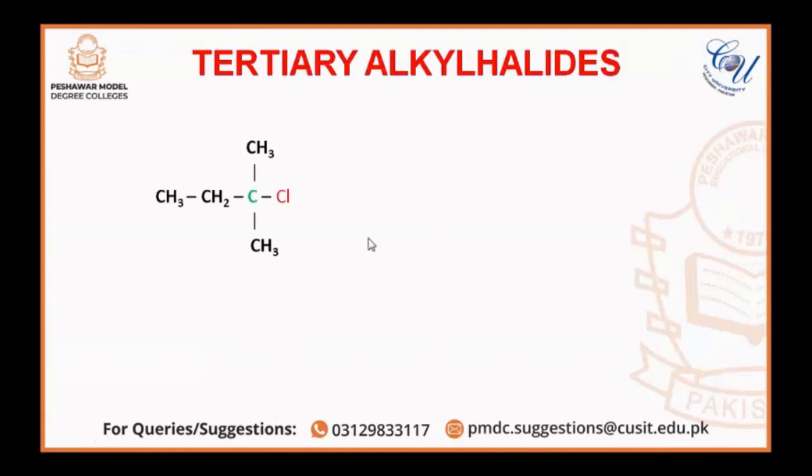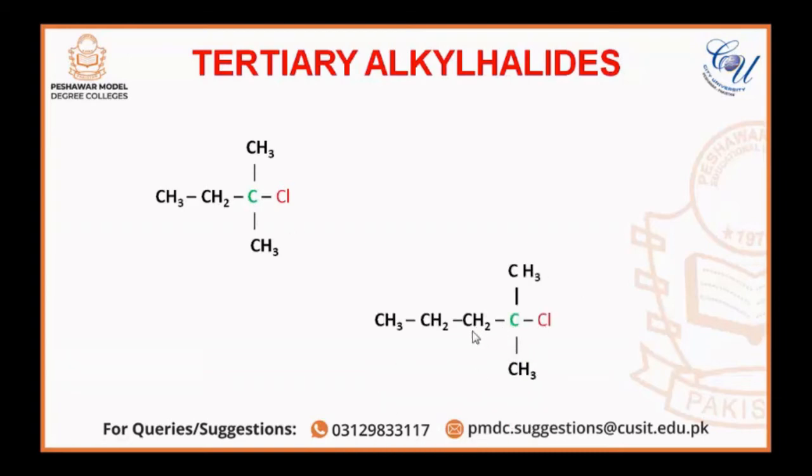In tertiary alkyl halides, we have 3 carbons attached to the carbon, and that carbon is attached to the halogen. You can see in this example that the green carbon attached to the halogen has 3 carbon atoms. 2 are CH3 groups and 1 is an ethyl group, that is CH2 and CH3. It is a long chain, but the CH2 is attached to the carbon. So we have a total of 3 carbons, so it is called a tertiary alkyl halide.